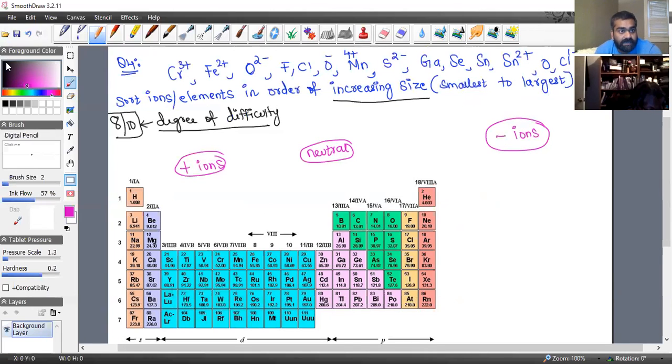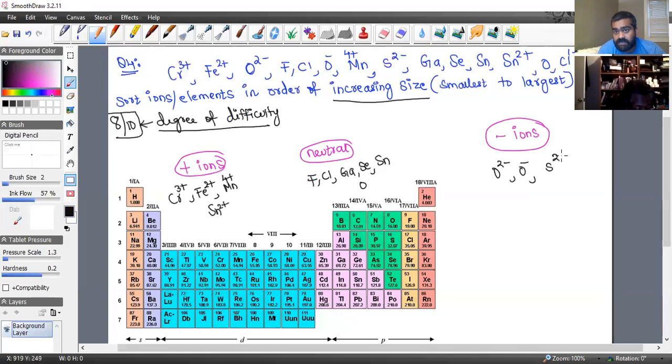All right, let's get the positive ions, which are Cr3 plus, Iron 2 plus. And this is more psychological. I purposefully don't give all the positives in one go, because that's the way students think. They read from left to right. Neutrals: F, Cl, Ga, Se, Sn, and O. Negative ions: O2 minus, O minus, S2 minus, and Cl minus.